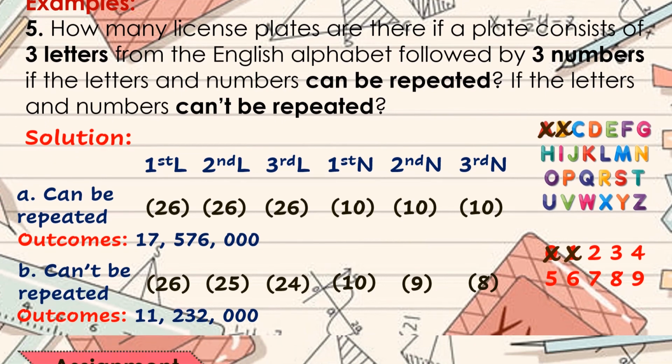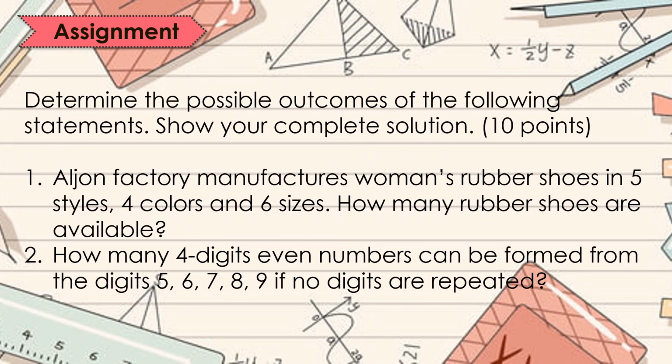And that is how to find or determine the outcomes of a given word problem using the fundamental principle of counting, with or without conditions. For your assignment, determine the possible outcomes of the following, 5 points for each item for a total of 10 points.